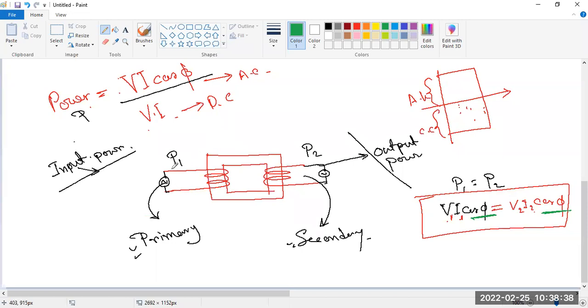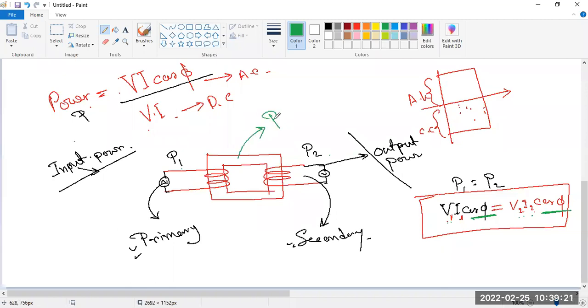So here the change is in voltage and current, but cos phi is the power factor. You will know later that cos phi is the power factor, and it comes from the frequency 2 pi f. This does not change. So here we give electrical energy P1 and we get P2, but the voltage and current are changed. On the input side we give V1, I1, and on the secondary side we get V2, I2, but cos phi is the same, so the power factor is the same.